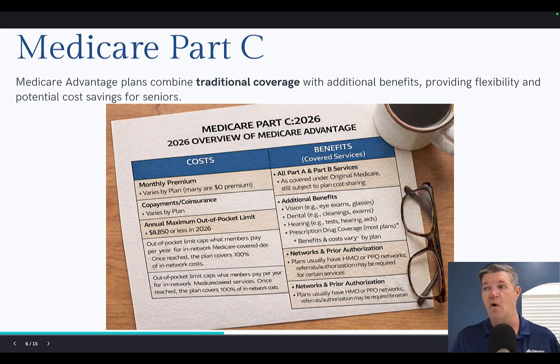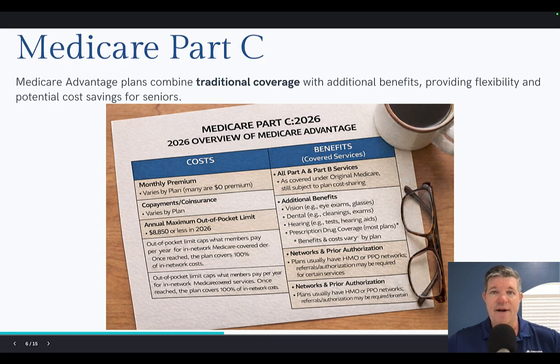PPOs are more open. They'll let you go to doctors that aren't on the list as long as the doctor agrees, but you pay a little bit more. You pay that out-of-network cost, which can be quite a bit higher than the in-network cost. It's all designed to help save the insurance company money, which ideally is passed along to the consumers in the form of lower premiums, lower out-of-pocket costs, and wider and deeper benefits packages. That's the idea.